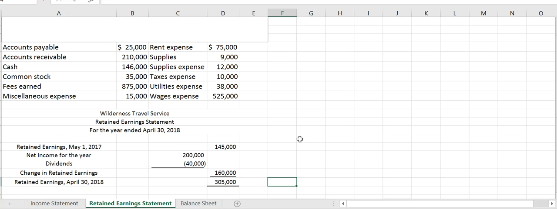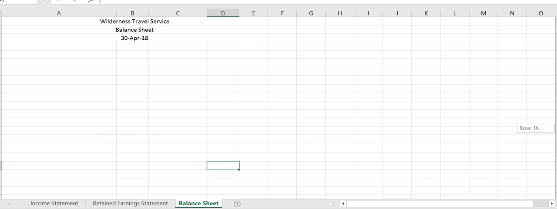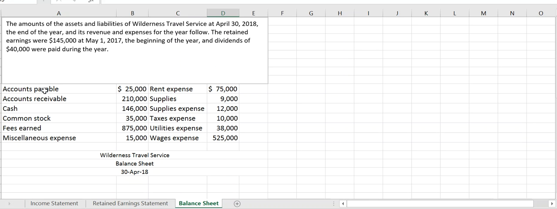But again, we're going to need that $305,000 in retained earnings in order to complete our next financial statement, which is our balance sheet. So over on our balance sheet, again, we know that our balance sheet is going to represent our accounting equation, and our accounting equation is our assets have to equal our liabilities plus our stockholder equity.